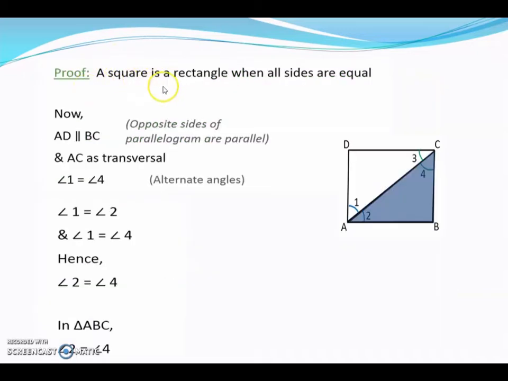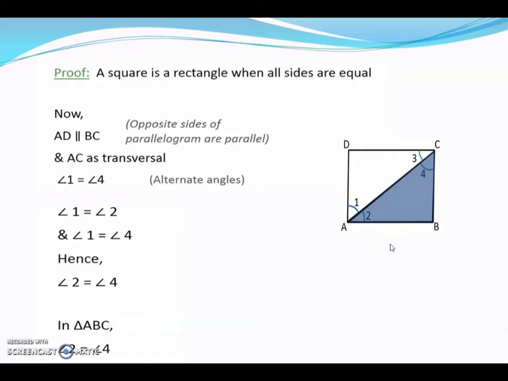So the proof we will begin. What we have to prove is that all sides are equal. Now for that, if we can prove any two adjacent sides are equal, that is enough, because already in a rectangle we know opposite sides are equal. So if we can prove AB and BC are equal, automatically it will be proved that AB and DC are already equal, they are opposite sides. And BC and DA are already equal, they are also opposite sides. So if you can prove AB and BC are equal, then automatically all sides will come equal.